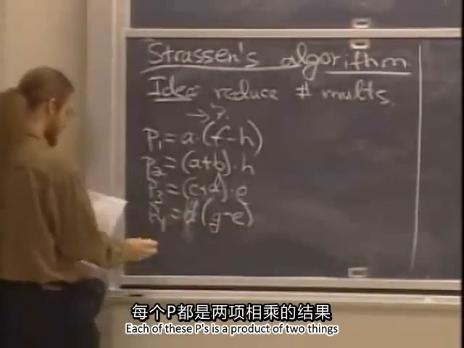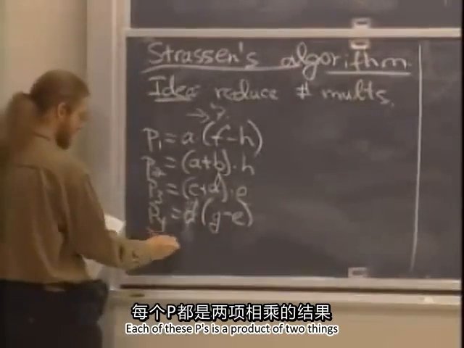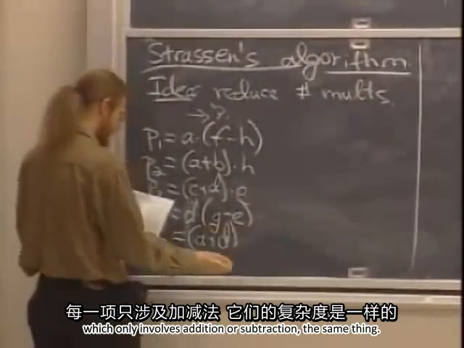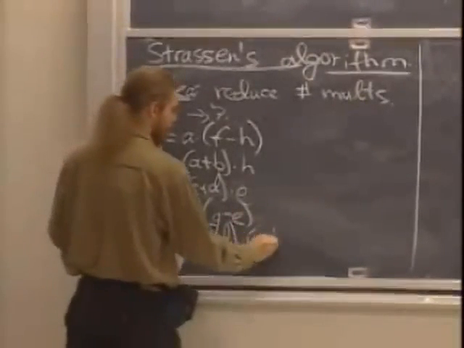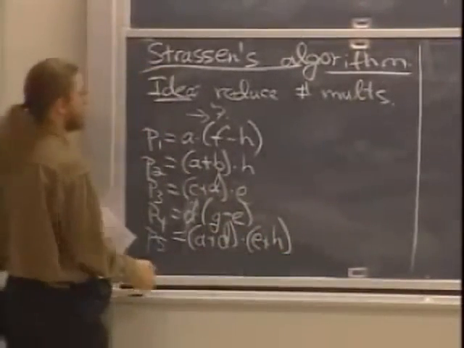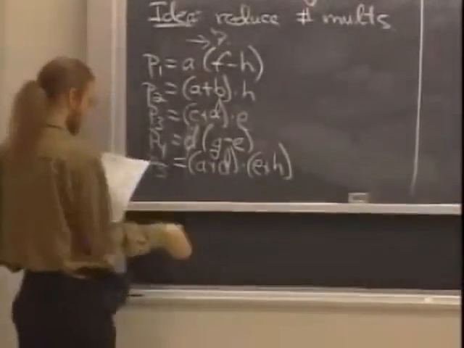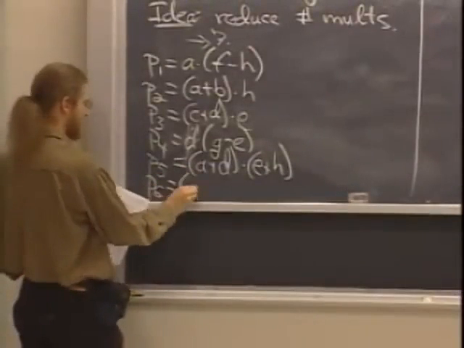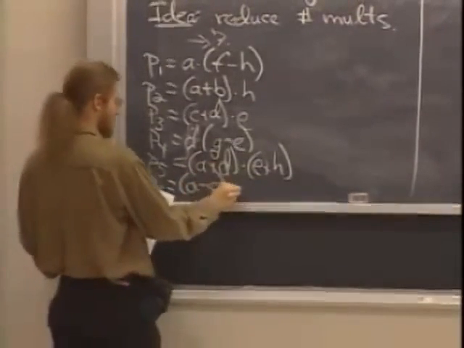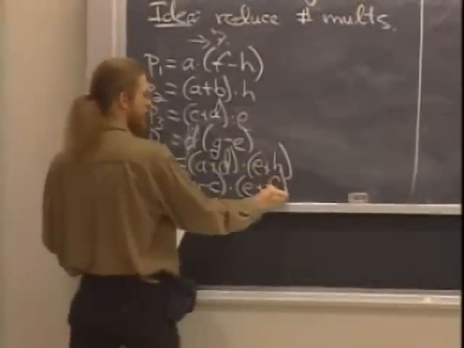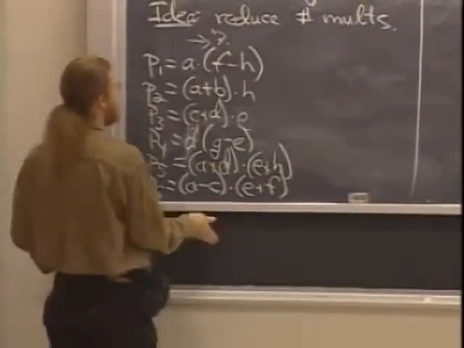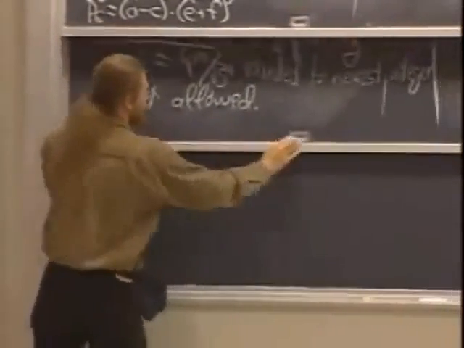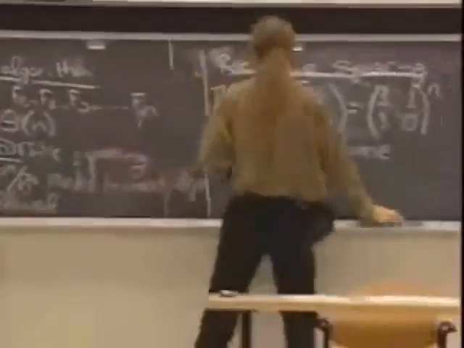So each of these P's is a product of 2 things, which only involves addition or subtraction. Same thing. And running out of space. It's the seventh one, actually.